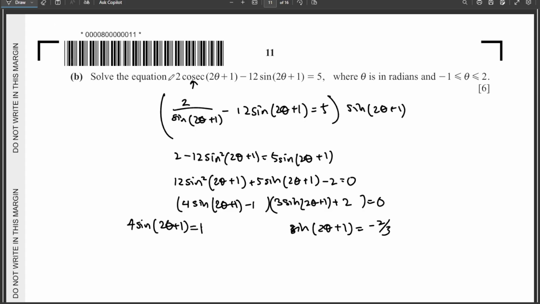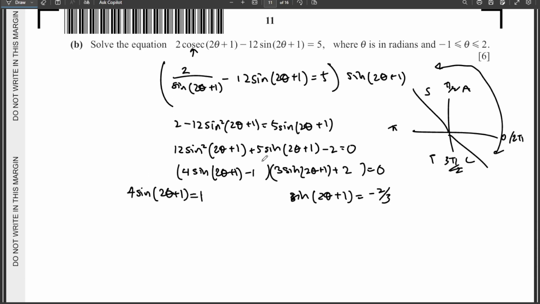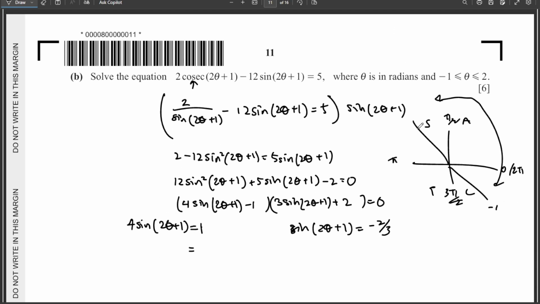Okay, so two different cases here. Now, let's try and draw this out. So 0, 2 pi, pi over 2, pi, 3 pi over 2. So the solution lies in three possible quadrants. Okay, so let's do this. This is -1 and this is 2, around somewhere there.